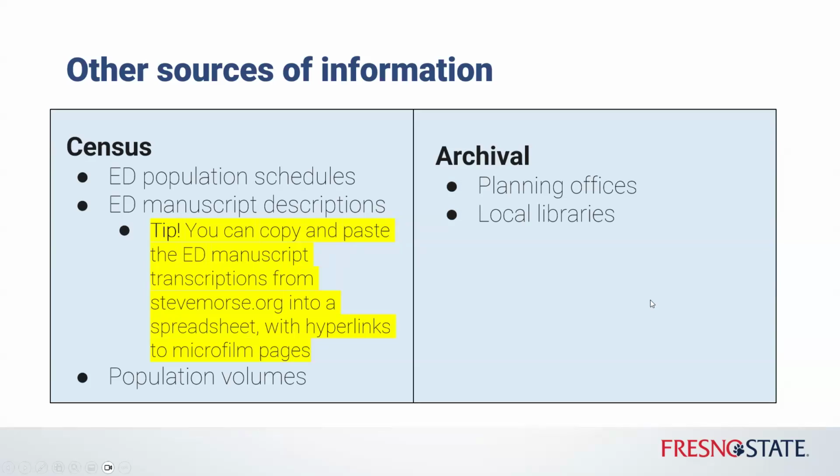And then finally, you're going to want those descriptions, like I mentioned. So the population schedules are also helpful. You have links to those. But here's something you can do so that you are not constantly going back into the Steve Moore site to find the written descriptions. I'm going to switch over here.